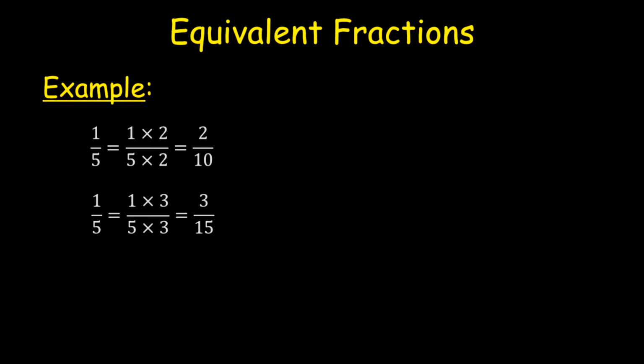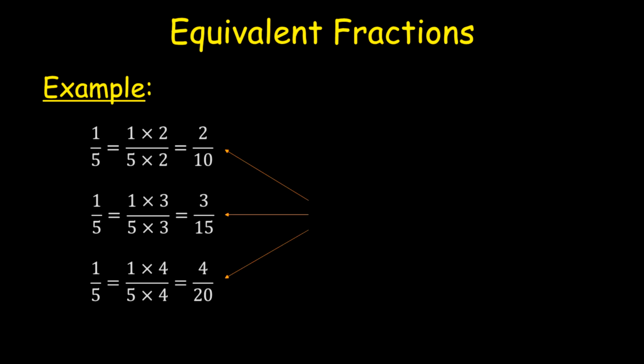And at last, if we multiply the numerator and the denominator of 1/5 by 4, we'll have got 1 multiplied by 4 in numerator and 5 multiplied by 4 in denominator. 1 multiplied by 4 is 4. 5 multiplied by 4 is 20. The result is 4 20ths. 1/5 and 4 20ths are also equal and equivalent fractions.